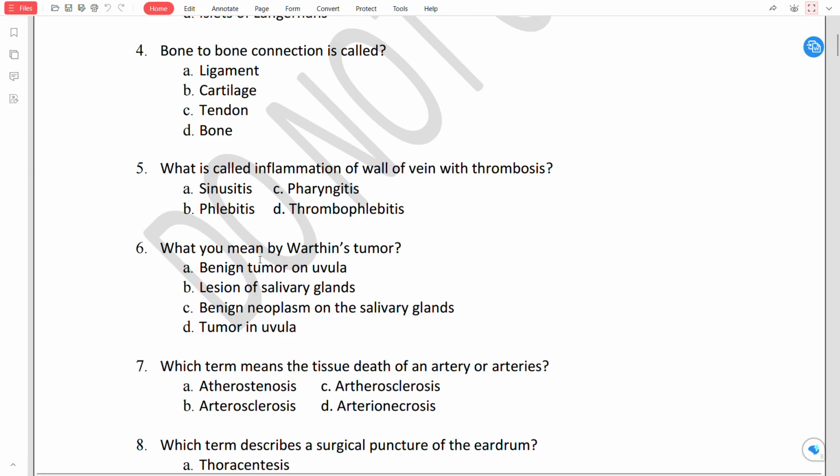Sixth one. What do you mean by Warthin's tumor? Option A, benign tumor on uvula. Option B, lesion of salivary glands. Option C, benign neoplasm on the salivary glands. And option D, tumor in uvula.